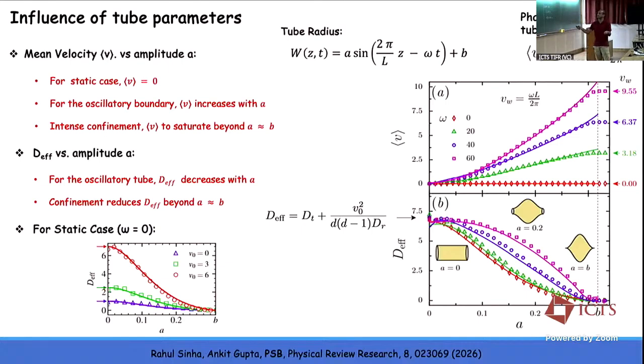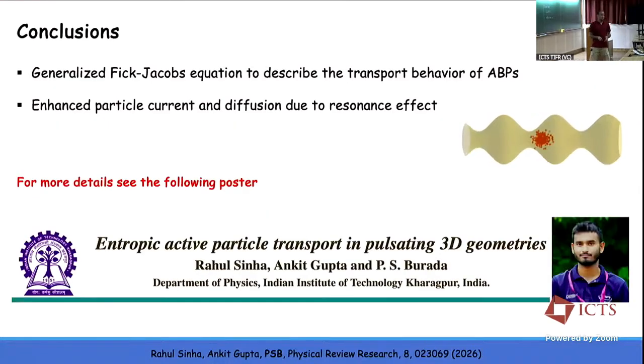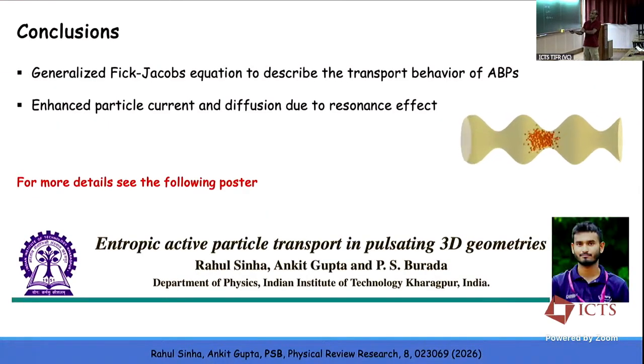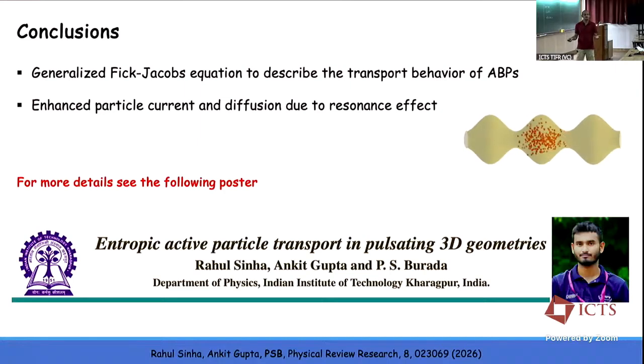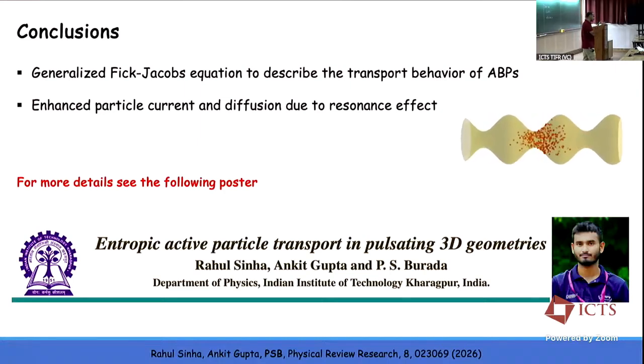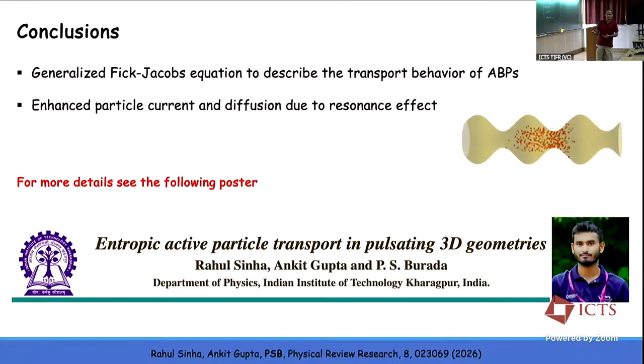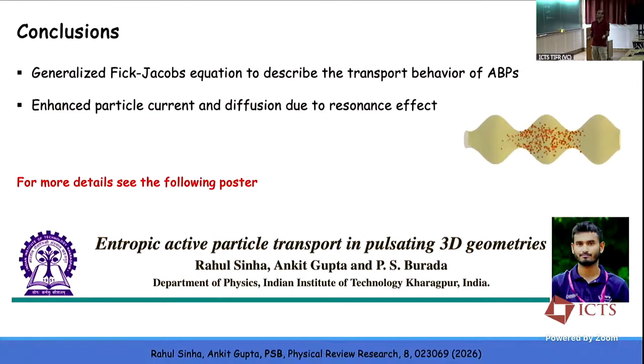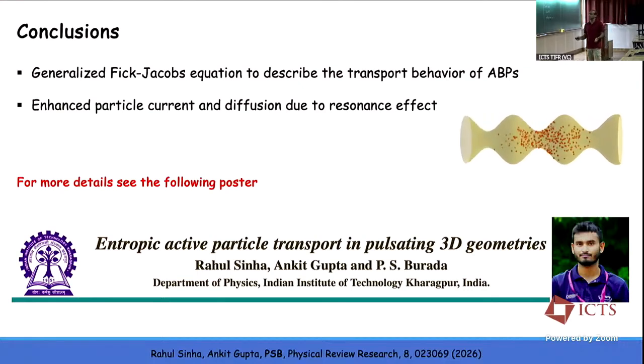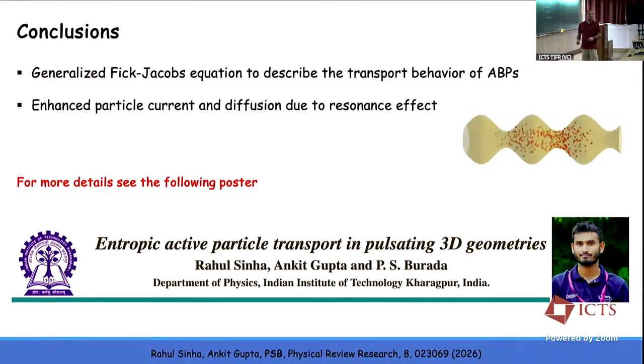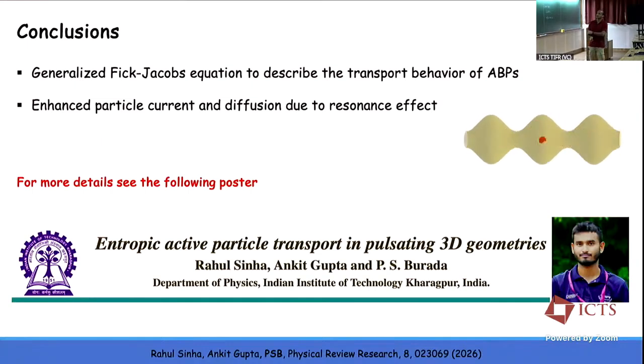These are textbook results, like the phase velocity, which is omega L by 2 pi. So the velocity matches with this phase velocity. So we can make simple assumptions and bring this 3D system to an effective one-dimensional system, the Fick-Jacobs equation, to calculate the transport properties of active Brownian particles, and we observe a resonance-like phenomenon for this particle current. For more details, please see this poster. Thank you.